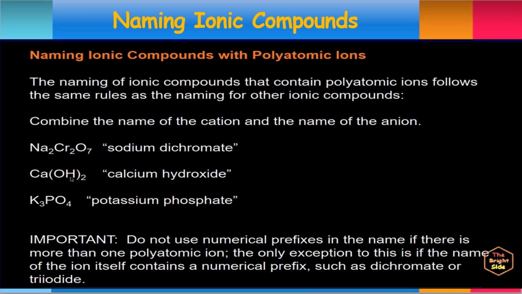Same thing goes for calcium hydroxide. Each hydroxide is 1 minus. Calcium forms a 2 plus cation. We don't put the 2 in the name, it's just calcium hydroxide. Name of the cation, name of the anion.